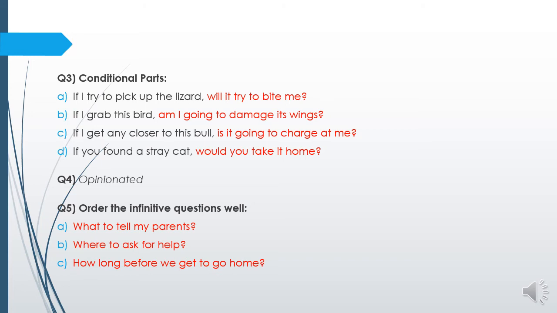C, how long before we get to go home? This is the how plus adjective sequence because long is an adjective. D, "to animal help this how." Again, question word how, to, verb in the infinitive: how to help this animal.